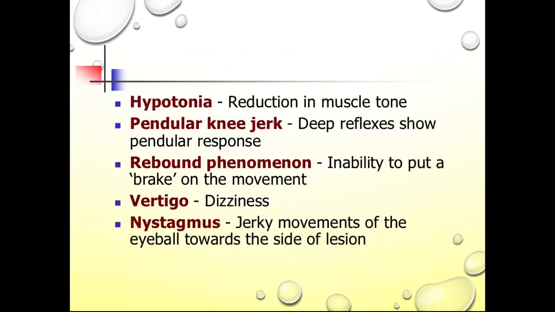Now, hypotonia will be there, a reduction in muscle tone, pendular knee jerk, rebound phenomenon, inability to put a brake on the movement, vertigo, that is dizziness, and nystagmus, a jerky movement of the eyeball, with a fast component and a slow component. So if the right side of the cerebellum is affected, the fast component of the nystagmus will be toward the right.